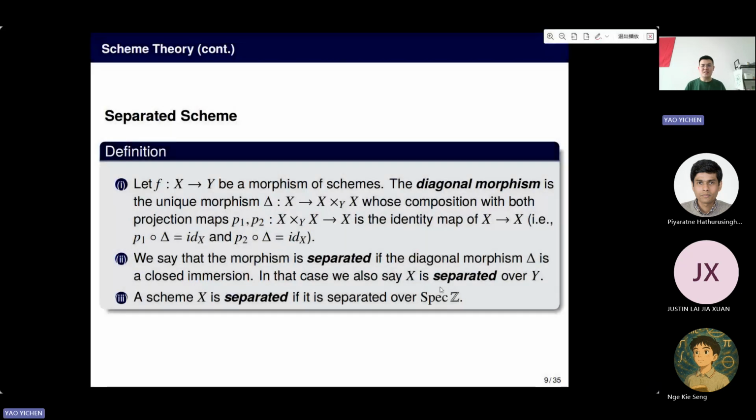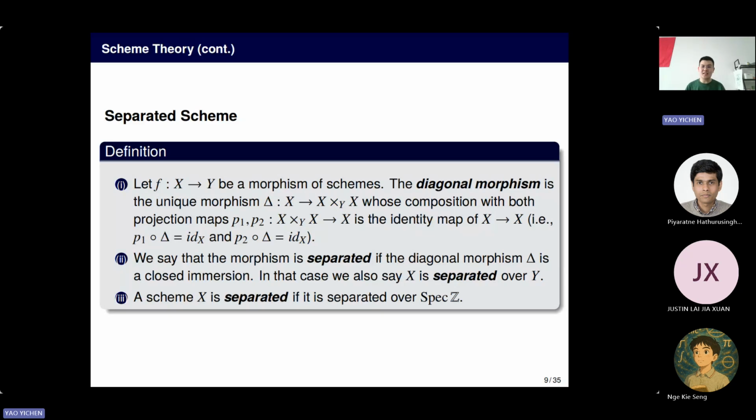Okay, the diagonal morphism. Then from the diagonal morphism, we have two projection maps, P1 and P2. And we said that the morphism is separated if the diagonal morphism is a closed immersion that we defined earlier. And we also said X is separated over Y. And a scheme X is separated if it is separated over Spec Z, because actually every scheme has a natural morphism to Spec Z.